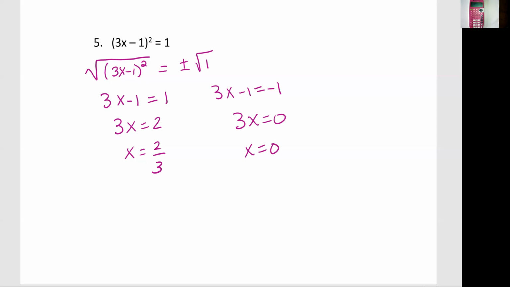And we want to be sure to check this. I will use my calculator. I will take 2/3. I will store that in x. Then I can go 3x minus 1 squared, and I get a positive 1. And I can do mental math to plug in 0. 3 times 0 is 0, -1 squared is 1. So I know both of my answers work. So I check them and they work.